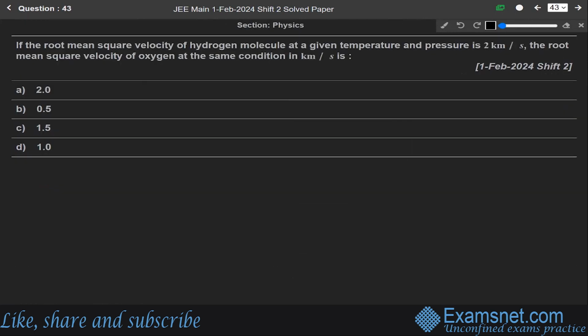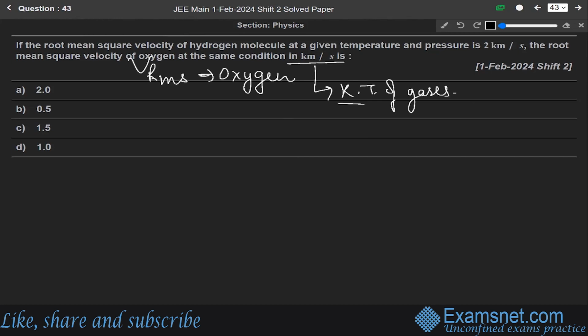Now next question 43. If the root mean square velocity of hydrogen at a given temperature and pressure is 2 km per second, the root mean square velocity of oxygen at the same condition in kilometer per second is, okay, we have to find the VRMS for the oxygen. Now this question is from the chapter of kinetic theory of gases.